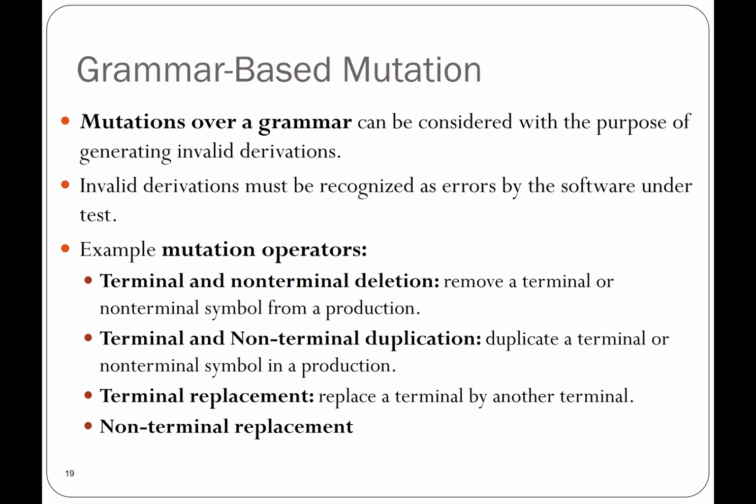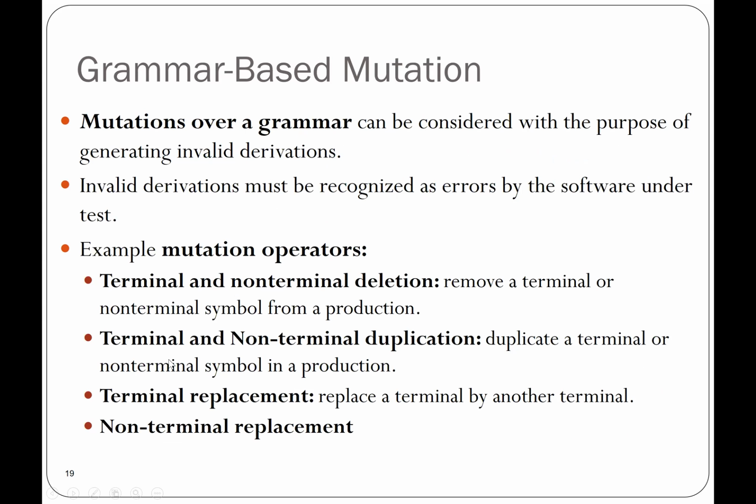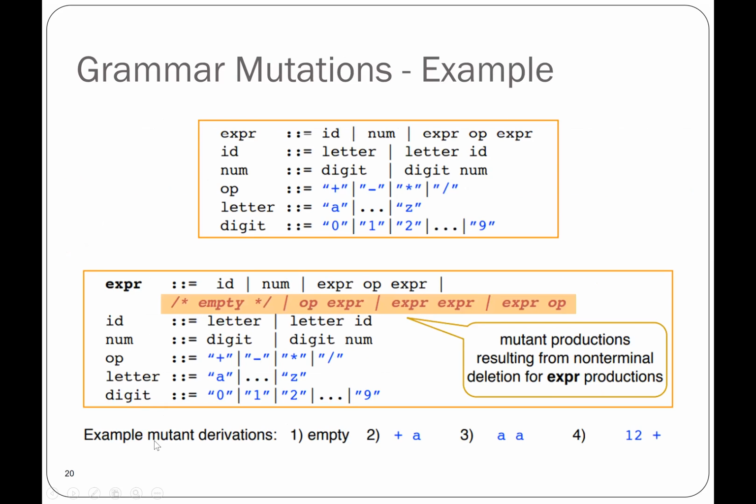All right, so mutations over the grammar can be considered with the purpose of generating invalid derivations. These could be recognized as errors. Okay, different examples. I can delete a terminal or a non-terminal. I can duplicate a terminal or non-terminal. I can replace a terminal with something else. I can replace a non-terminal with something else. Okay. Here's an example.